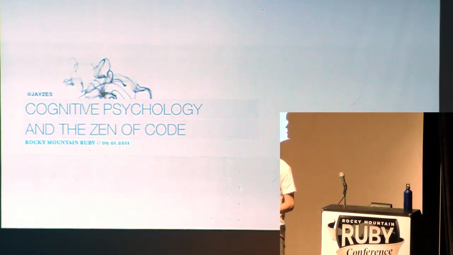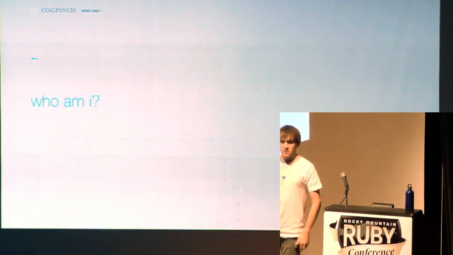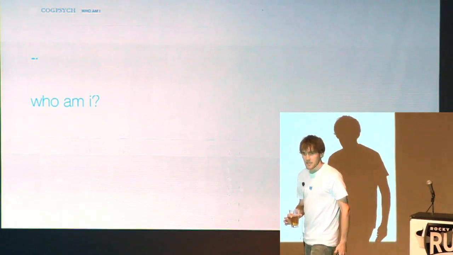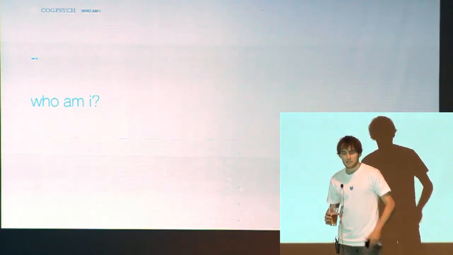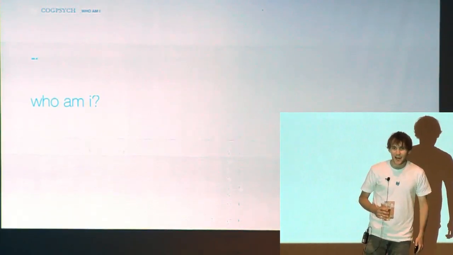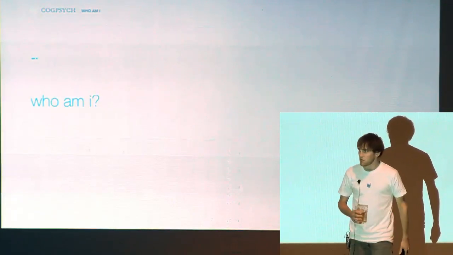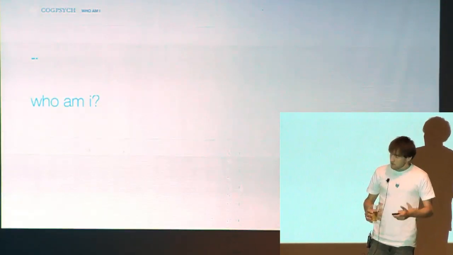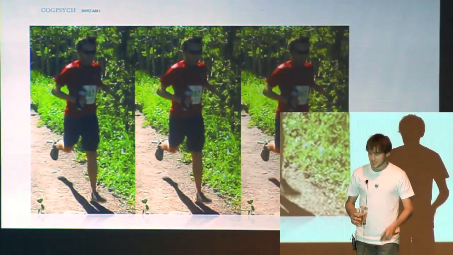My name is Jay Zeschin. I am a developer partner at a company down in Denver called Bit Theory. We're a little development shop doing a lot of Rails work and a lot of mobile work. When I'm not doing Ruby and JavaScript, I spend a lot of time running.